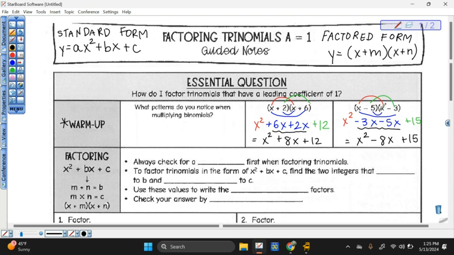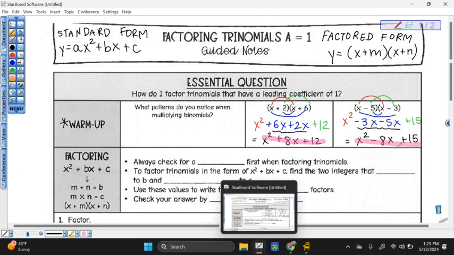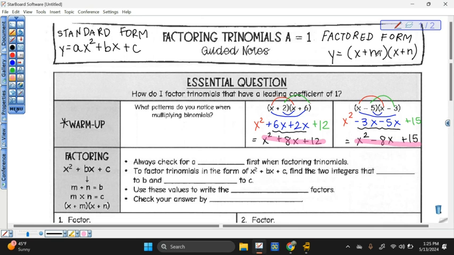So we said the original, what they gave us, that was factored form. What form are our answers in? Standard form, right? So you already know how to go from factored form to standard form. All you have to do is FOIL. But now what I'm going to teach you today is how to go backwards. How do we go from standard form to factored form? How am I going to take something like this and come up with the two binomials I have to multiply to get there? Okay? You see what I mean?